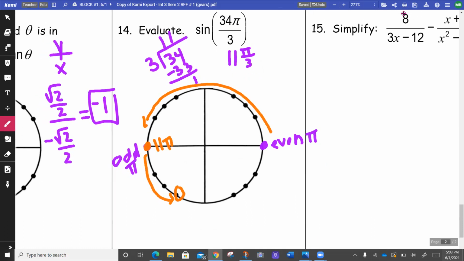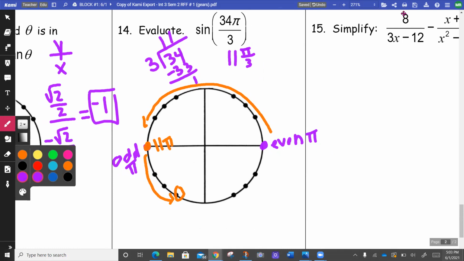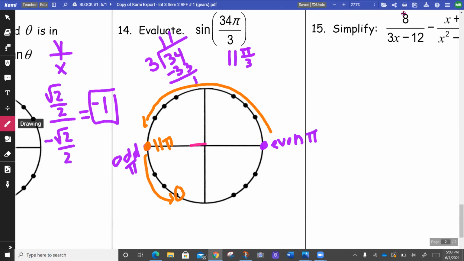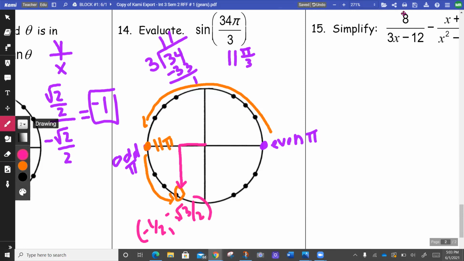And so this point, if I'm trying to figure out what's happening here, is going to be from my origin, short, comma, long. And I want the sine, which is your y coordinate. And so the answer is going to be negative root 3 over 2.